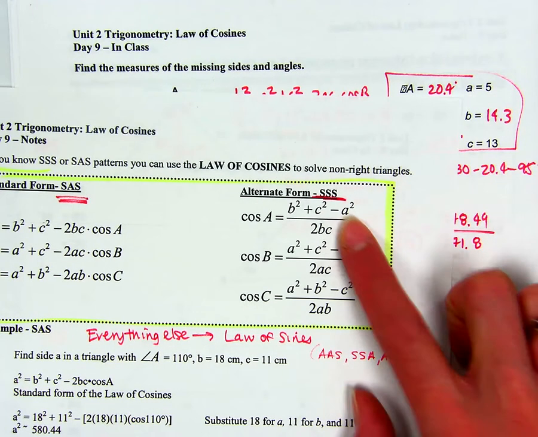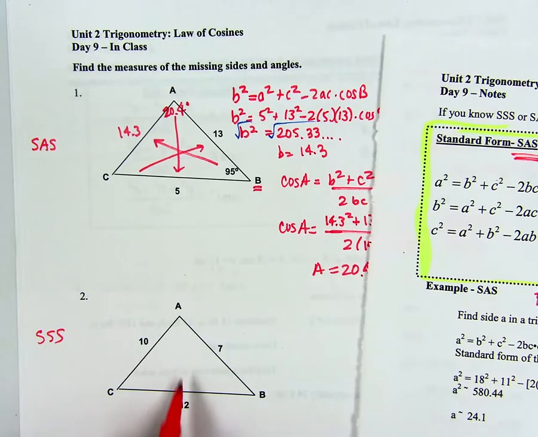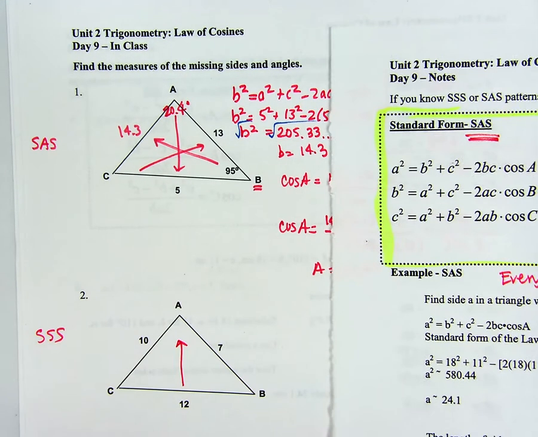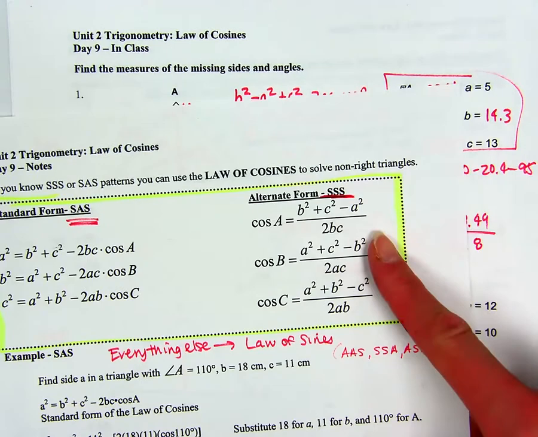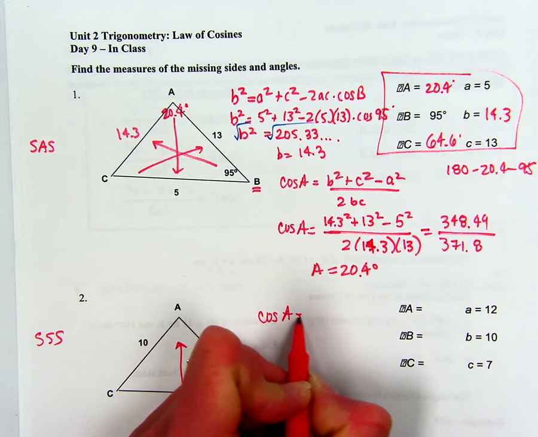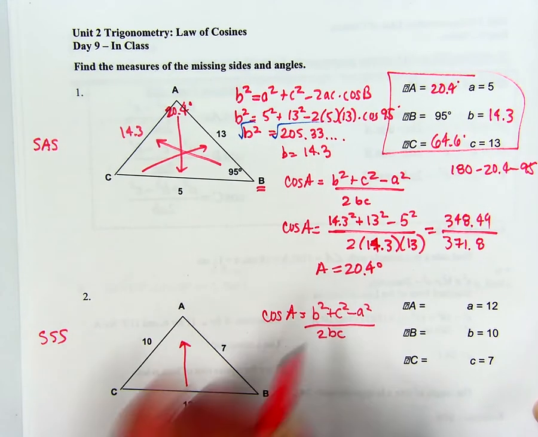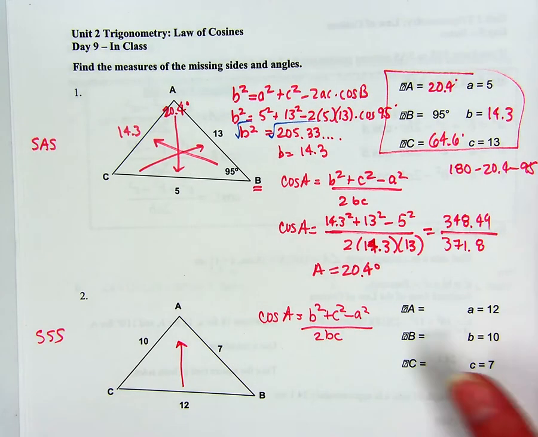Side, side, side. So we're going to pick any angle. I always like to start with the biggest angle. So if you look at side A being the biggest side, we're going to just start with angle A. So I'm going to use this formula. Remember you can always flip back so you don't have to memorize the formulas. All we do is we fill in everything we know.